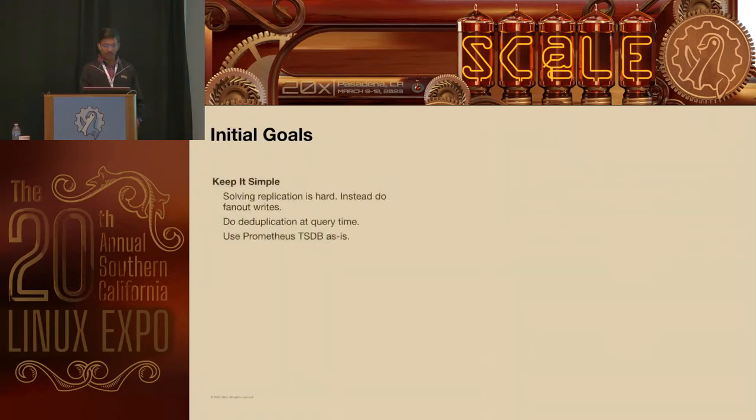So our initial goals were this, to keep it very simple. We did not want to solve replication. Instead, we'll do something like fan-out writes. And the way that we compensate is at query time, you do deduplication. And the other goal was to use the Prometheus TSDB as is. So maybe take the TSDB, build HTTP APIs on top of it, and then allow APIs to write into it.